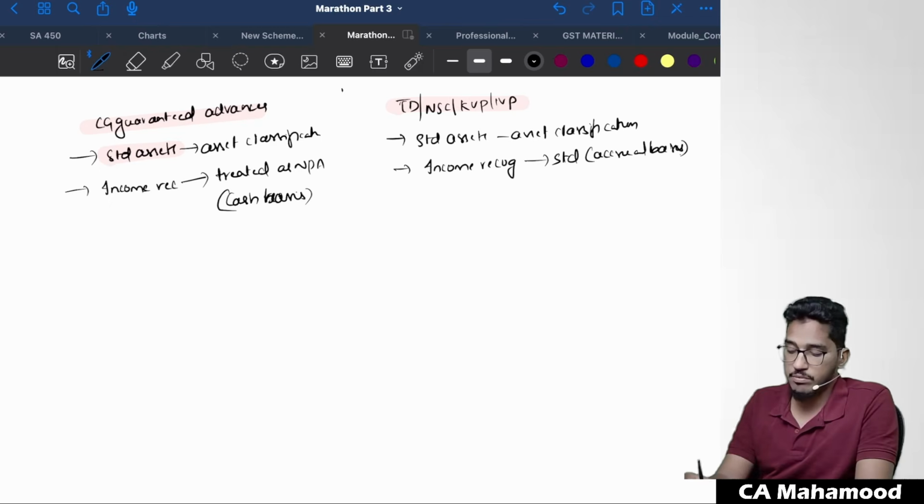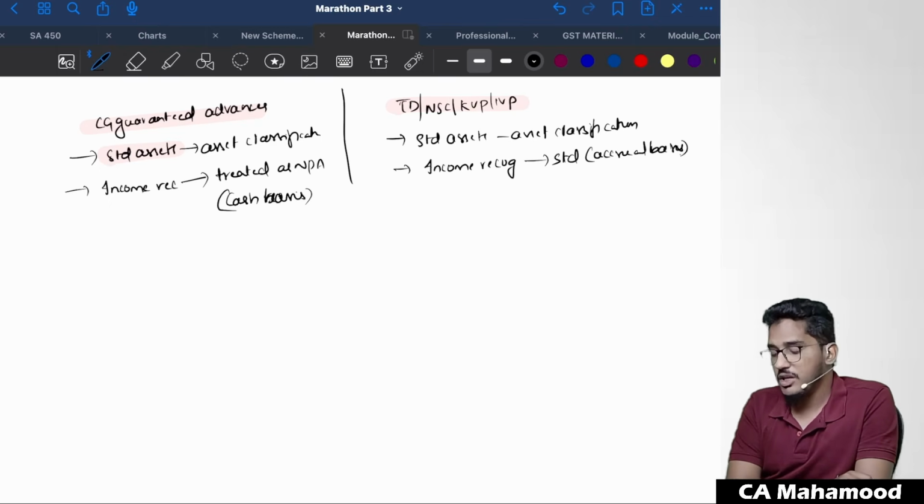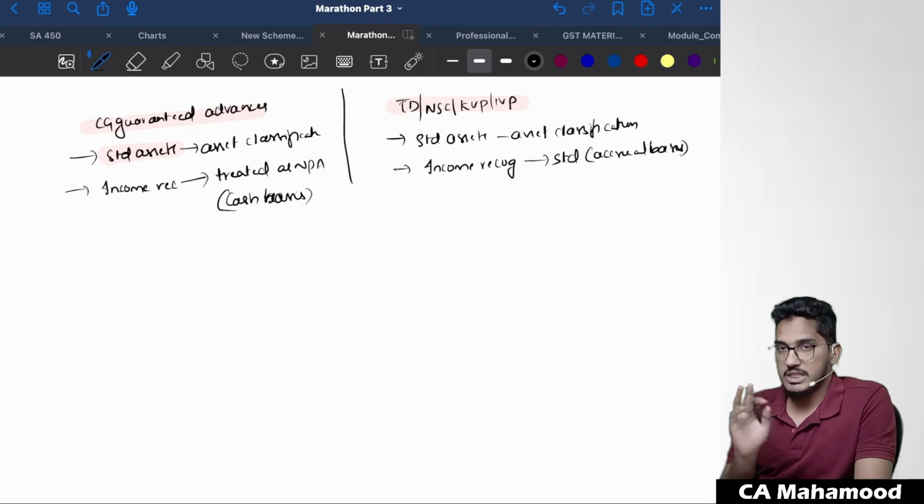Clear, everybody? Very important, this point they can test you in the examination by way of MCQs, etc. So we have to be a little bit cautious here. Once again, I'm summarizing. In case of central government guaranteed advances, for asset classification it will remain in standard category, but for income recognition we treat it as NPA. That means on cash basis we recognize.